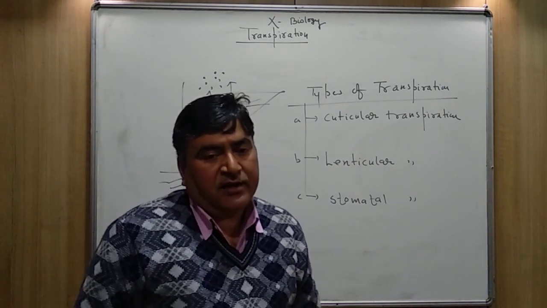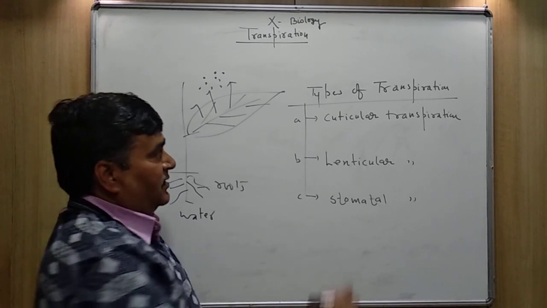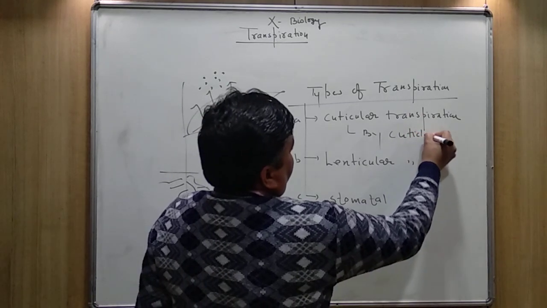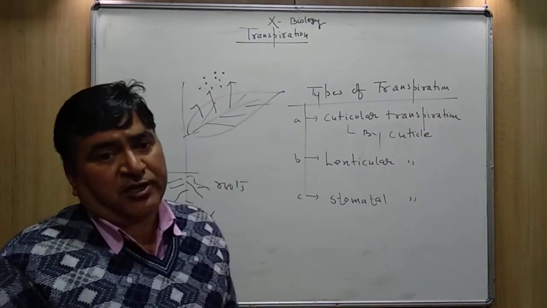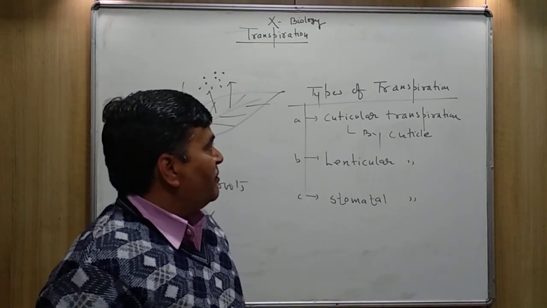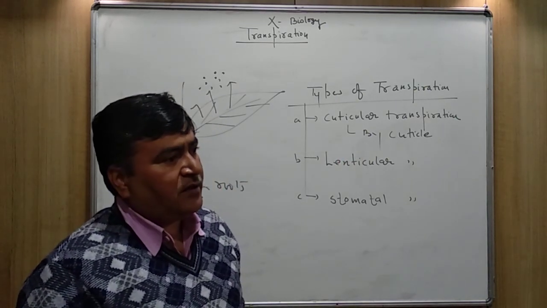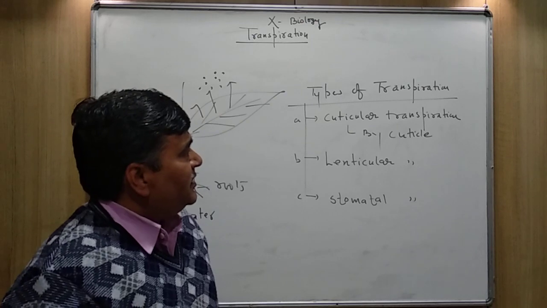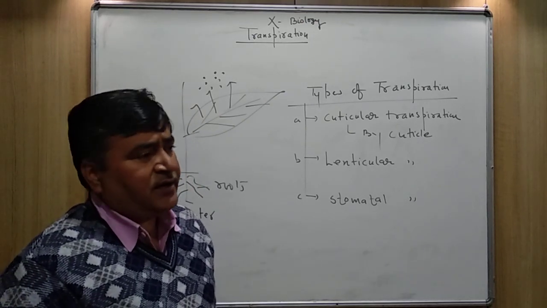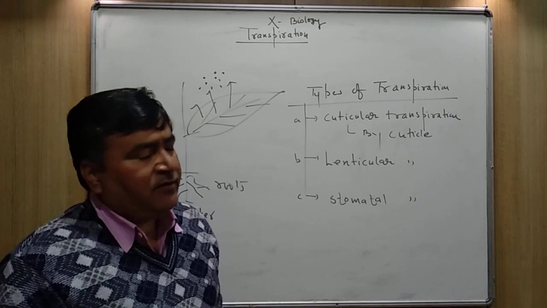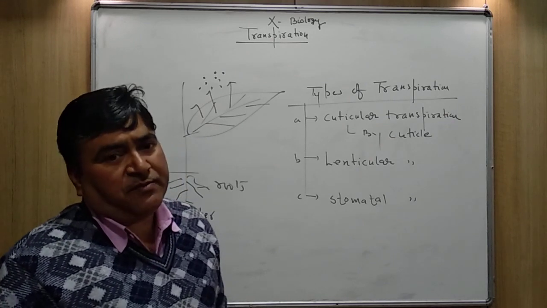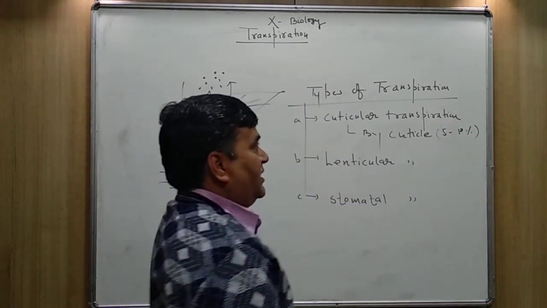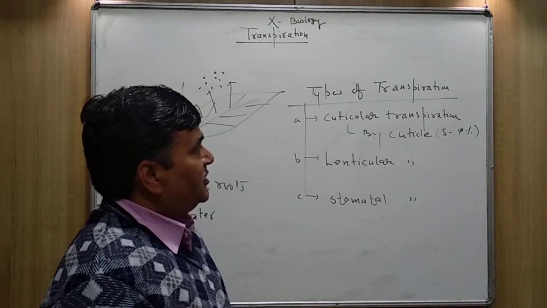If transpiration takes place through the cuticle, it is known as cuticular transpiration. But the question is, what is cuticle? The cuticle is a thick layer present just above the leaf, and it has been observed that 5 to 10% of water gets lost through the cuticle also.